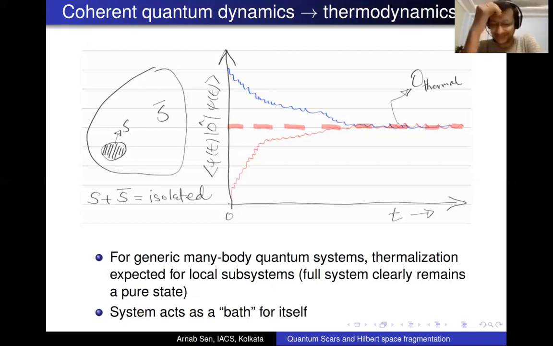Because this thing is very general, there must be very special things happening in a system to evade this thermalization. Yeah, that's all I want to say. So we'll consider one aspect of what might be those special things.